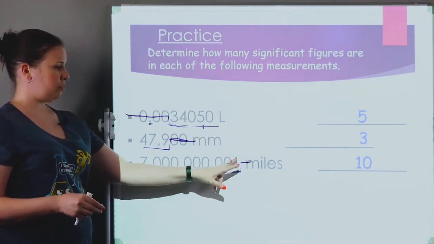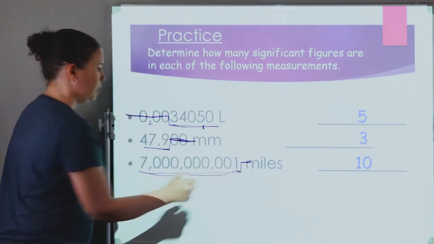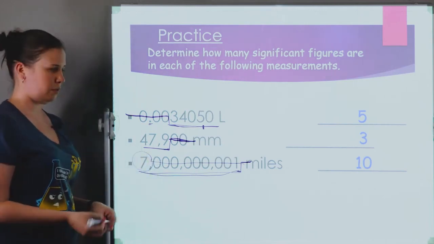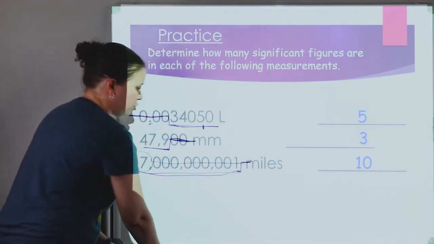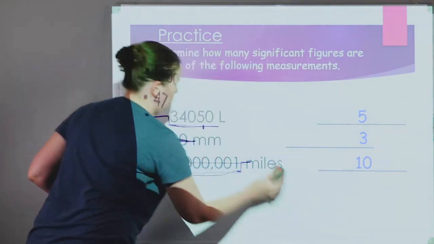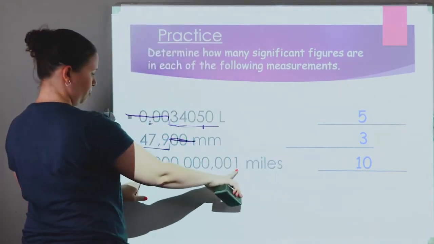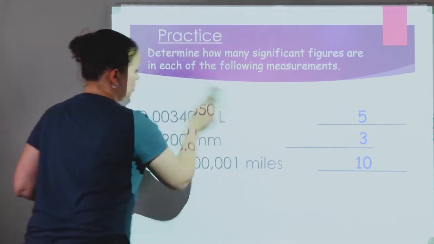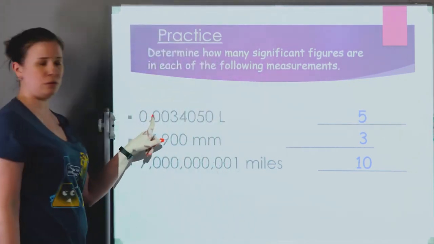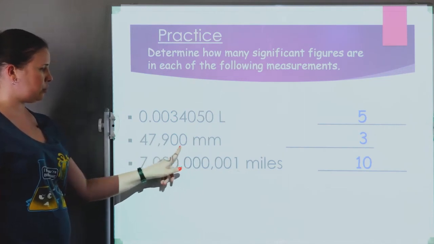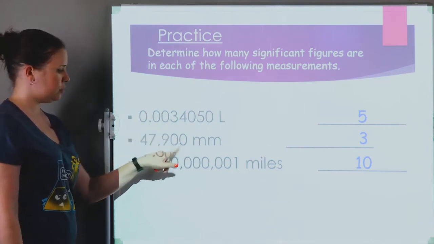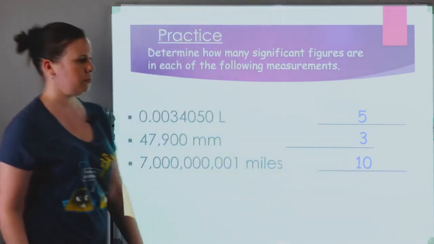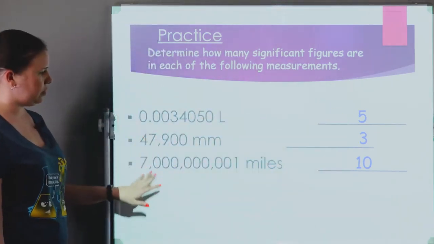Now, if that number 1 was a 0, I'd fly right through them and have only 1 significant figure. But whenever the zeros are trapped like they are here, in between actual digits, then the zeros will always be significant. Zeros in front of a decimal or after a large number, placeholder zeros, these are your ones that are not significant and don't count as significant figures. So we have 5, 3, and 10.